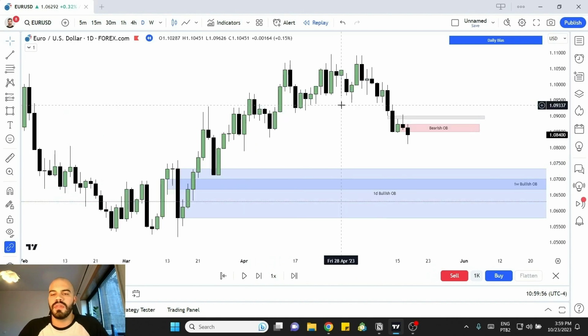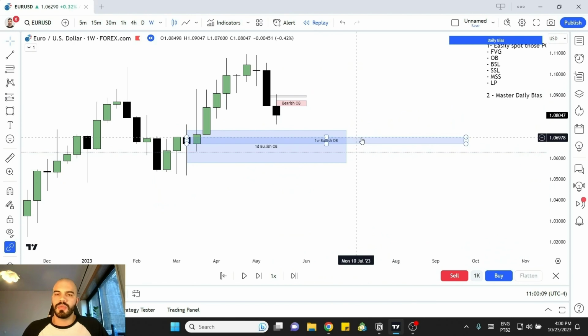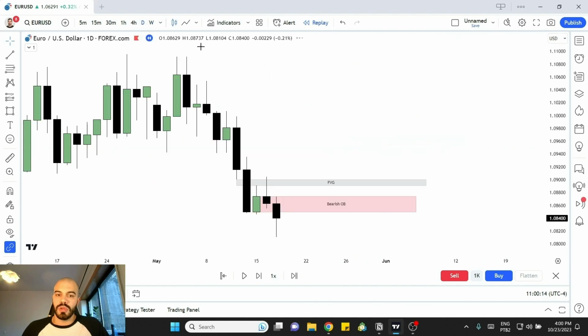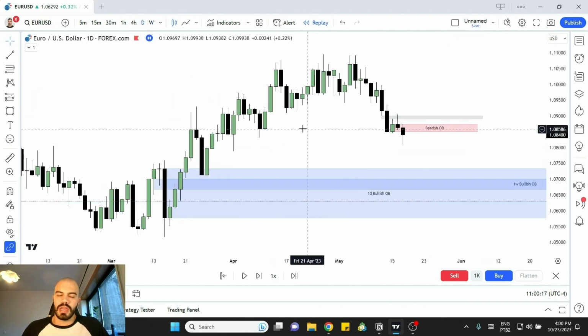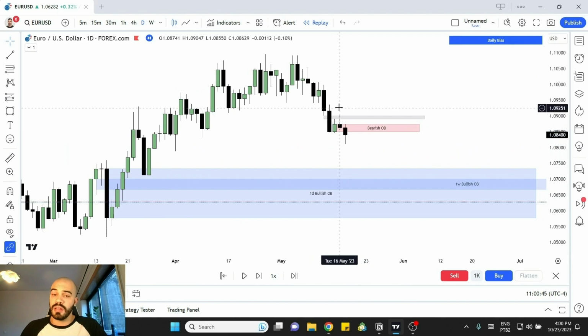So right now I have everything I need marked out on the chart. Let's break it down. On the weekly time frame, we can see that we have a bullish order block, the one that we mentioned before. If we go down to the daily time frame, we'll see that we also have a bullish order block in that same zone, right? It not only reinforces the idea that price is very likely to reach those zones right here, but also reinforces the idea that once price reaches those zones, we may expect a reversal.